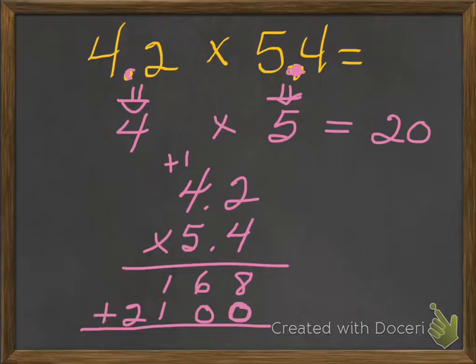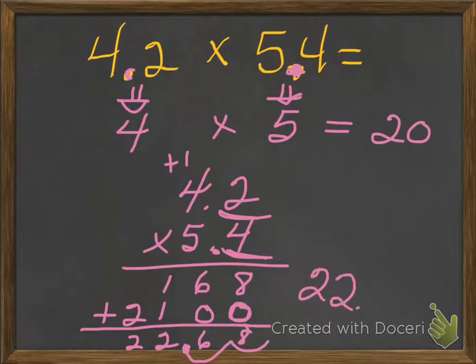Add it all up. 8 plus 0 is 8. 6 plus 0 is 6. 1 plus 1 is 2. And 2 plus nothing is 2. Now I count how many digits are behind the decimal point. I have 1 right here. I have 1 right there. See that decimal point? Gotta count that one too. So 1, 2. So I'm going to move my decimal point over 1, 2 spaces. So our answer is 22.68, which is pretty close to my estimate of 20. All right.